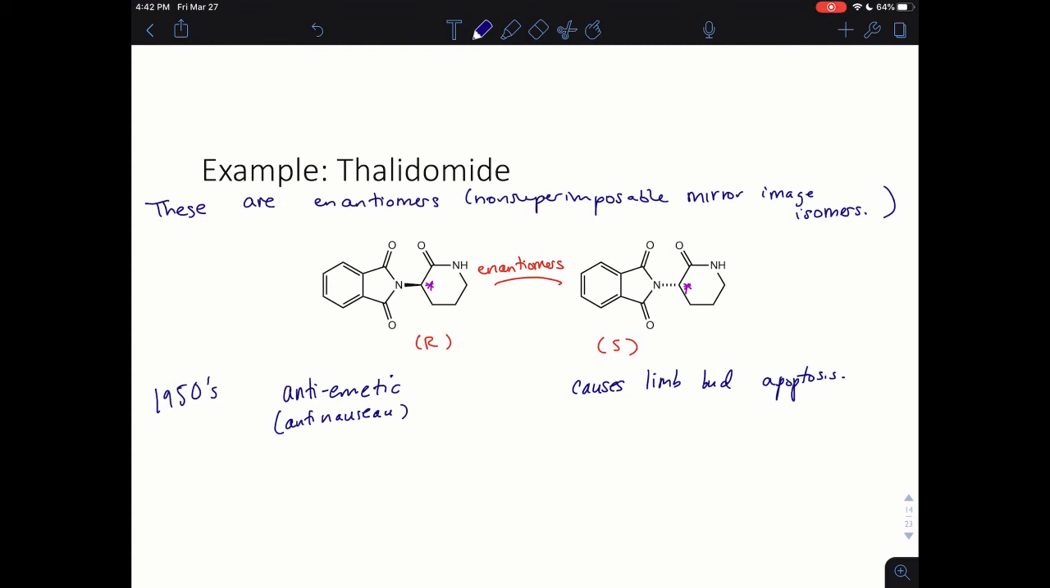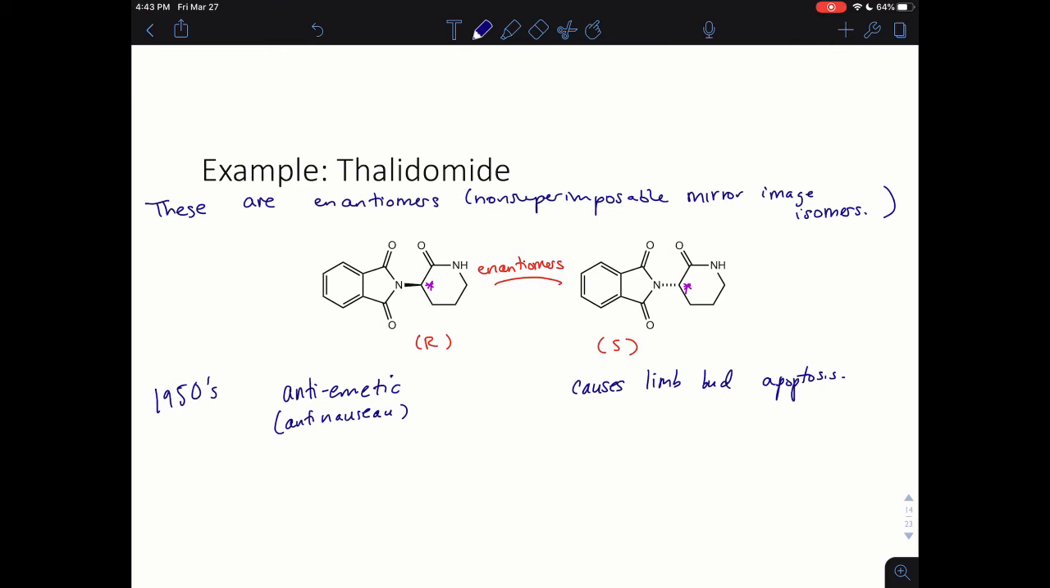Yes, we're all biologists. Apoptosis means cells die. Limb bud, that is a growing limb. What has growing limbs? Fetuses. Who's taking antiemetics? Pregnant women. So tens of thousands of babies were born in Europe with arms and legs that had not developed because their mothers had taken this drug and they were told that it was okay to take this drug.